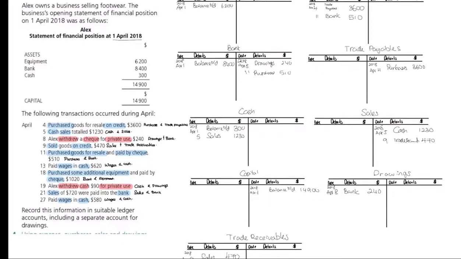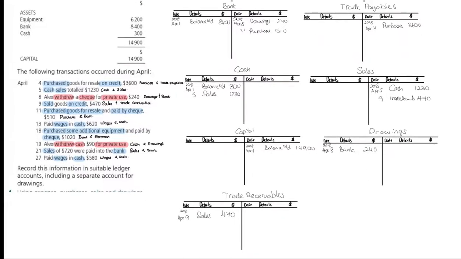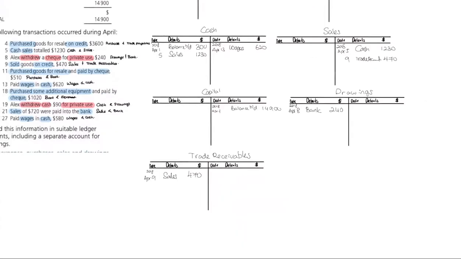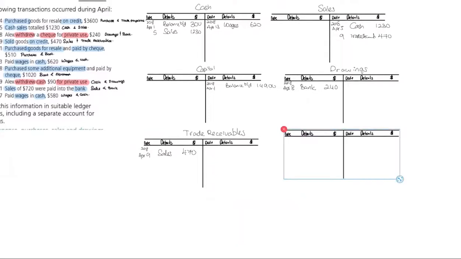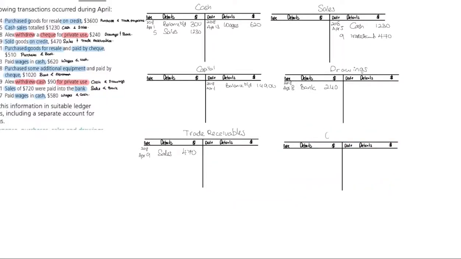On the 11th, paid wages in cash. So now we need to use cash. The money went out because we paid money to what account? Wages account on April 13th. So we don't have a wages account. We're going to open another account called the wages account. So in our wages account, 620 on the debit side because we credited this side on the cash account. So here we need to write the details, cash 2018, April 13th.